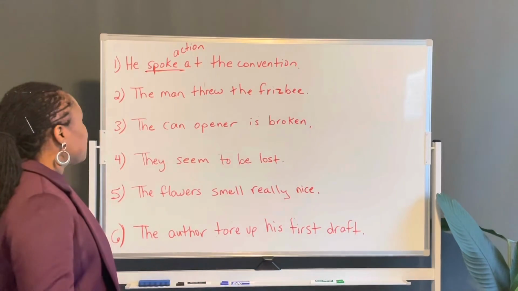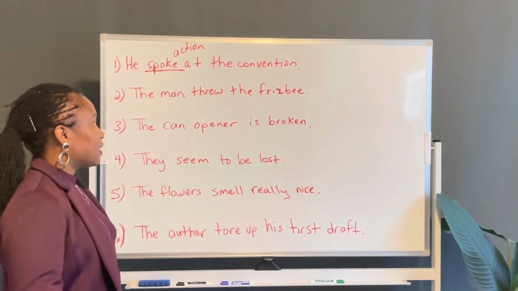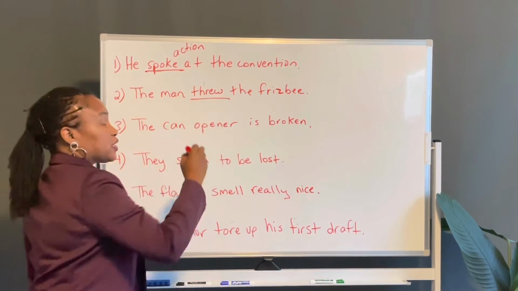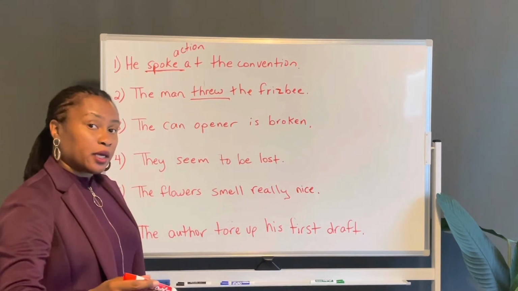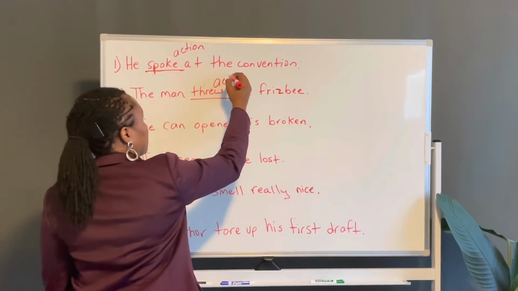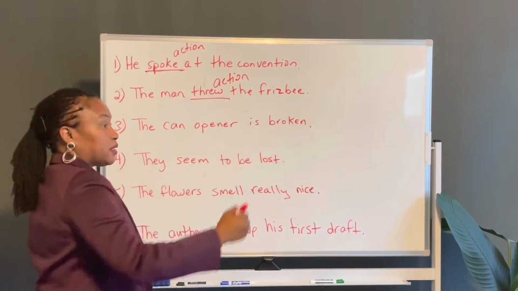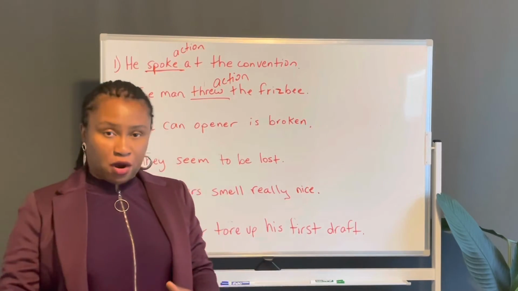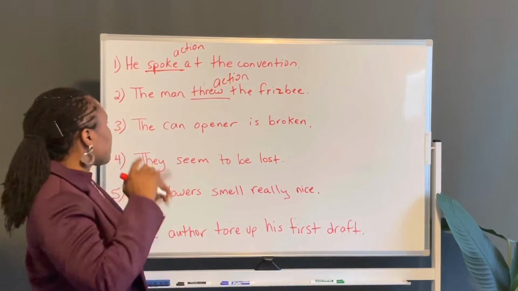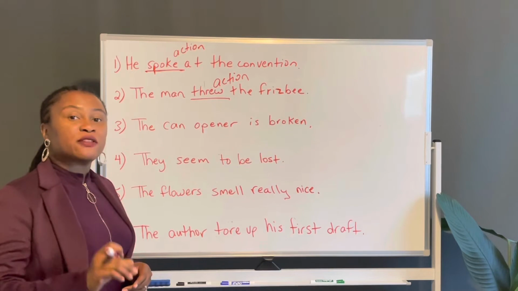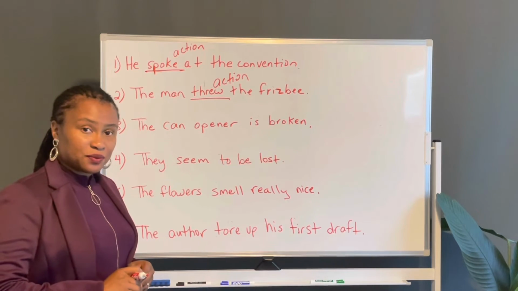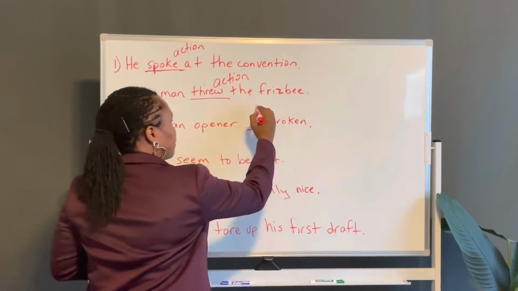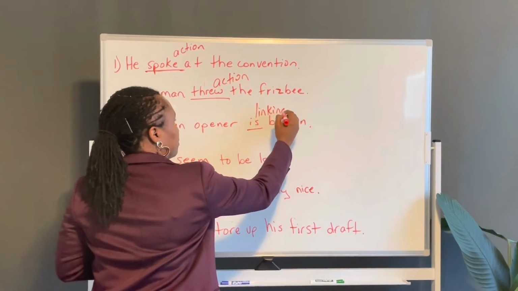Number 2, the man threw the frisbee. Now, what is the verb? Threw. Now, is threw action or linking? It's an action verb because you can see it being done. Threw the frisbee, you can see someone doing that. It's an action in progress. Number 3, the can opener is broken. What is the verb? Is. Is it action or linking? It's a linking verb. Good.